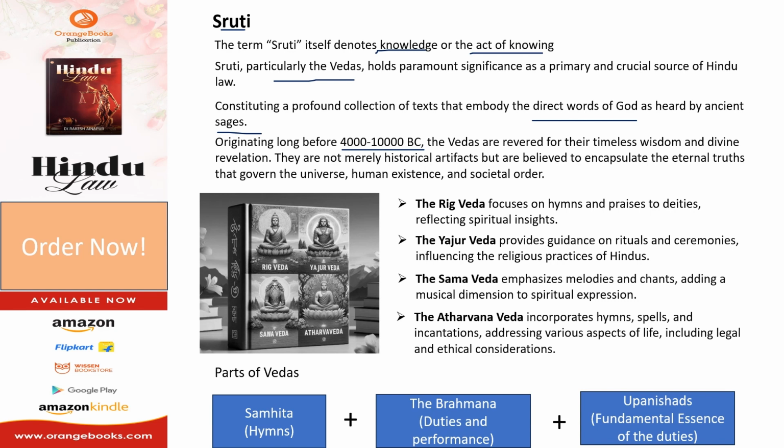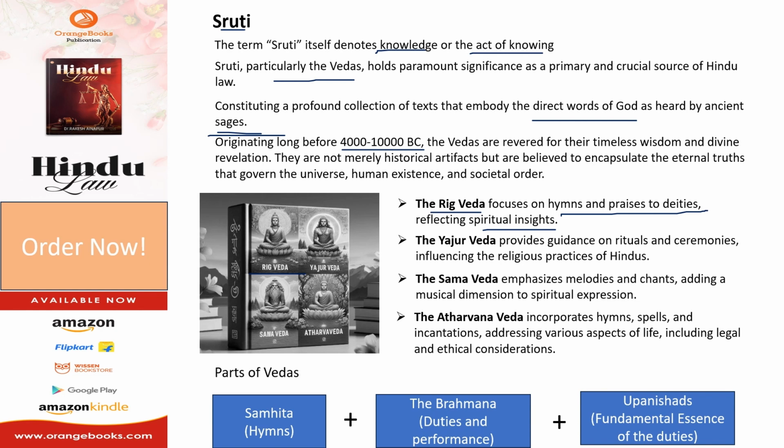There are four Vedas in Hindu history: Rig Veda, Yajur Veda, Sama Veda, and Atharvana Veda. These are the four Vedas which are written based on God's words, which were heard by our ancient sages. The first one is Rig Veda, which focuses on hymns and praises of deities, reflecting spiritual insights.